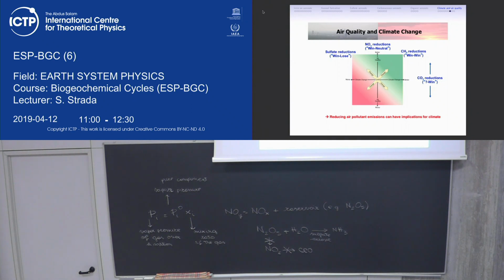Instead, for methane, we have a win-win solution. Reducing methane is a win-win solution. Why? Yeah, it's a greenhouse gas. So by reducing methane, we are reducing the greenhouse gas effect that is added on top of the natural greenhouse gas effect by human activities.